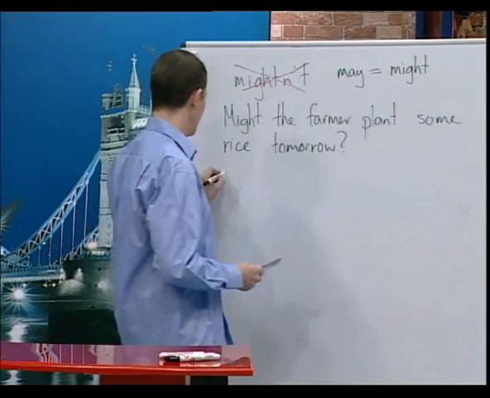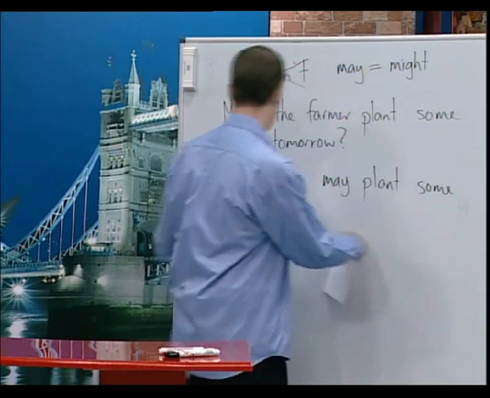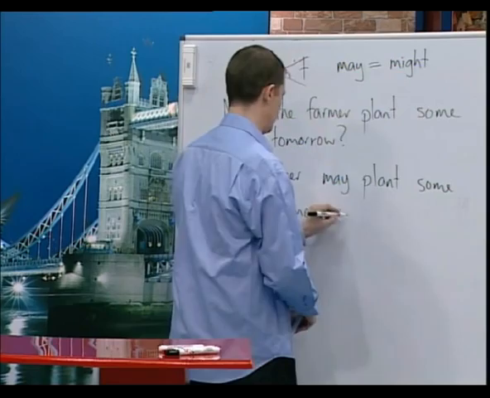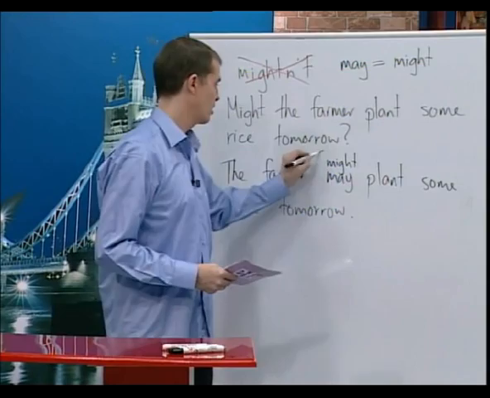The farmer may plant some rice tomorrow. This is the same as the farmer might plant some rice tomorrow. They are the same. Let's practice these now.